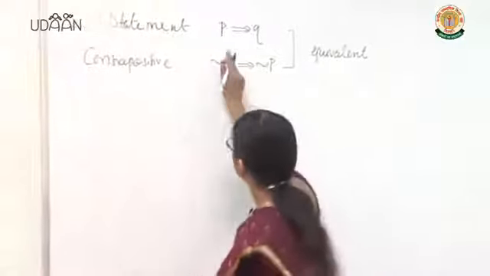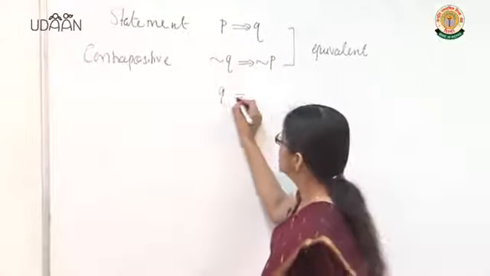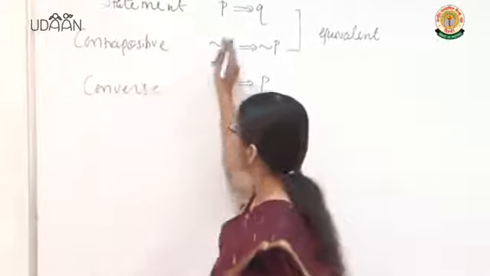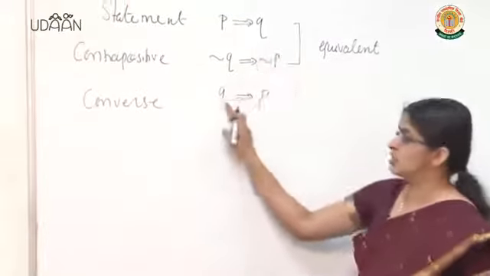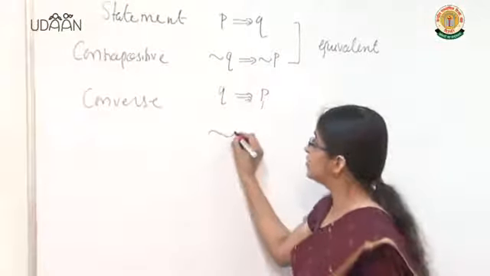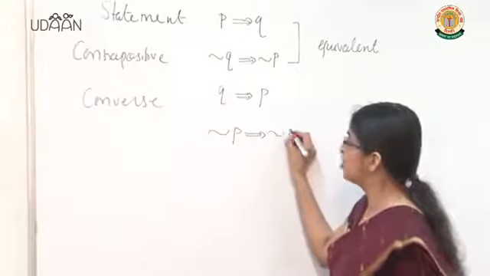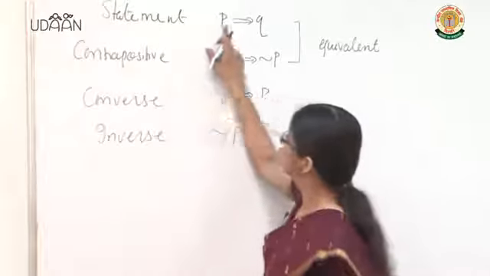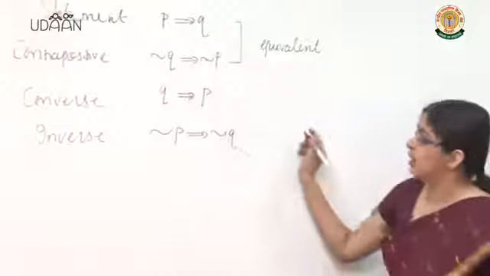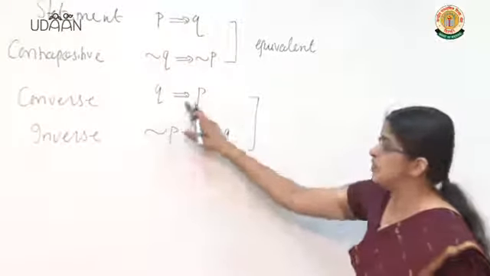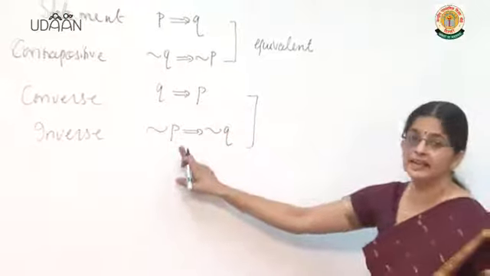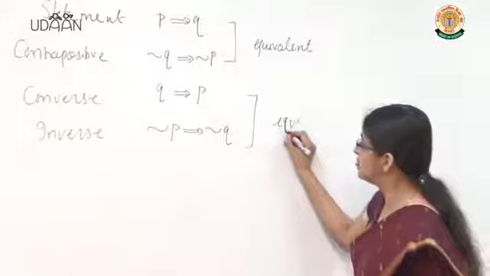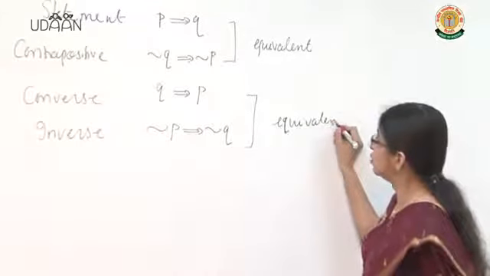Now, for P implies Q, the statement Q implies P is called the converse. The converse of P implies Q is Q implies P. Negation of P implies negation of Q is the inverse of the statement P implies Q. Again, make the truth table for Q implies P and negation of P implies negation of Q. You can see that these two statements are logically equivalent.